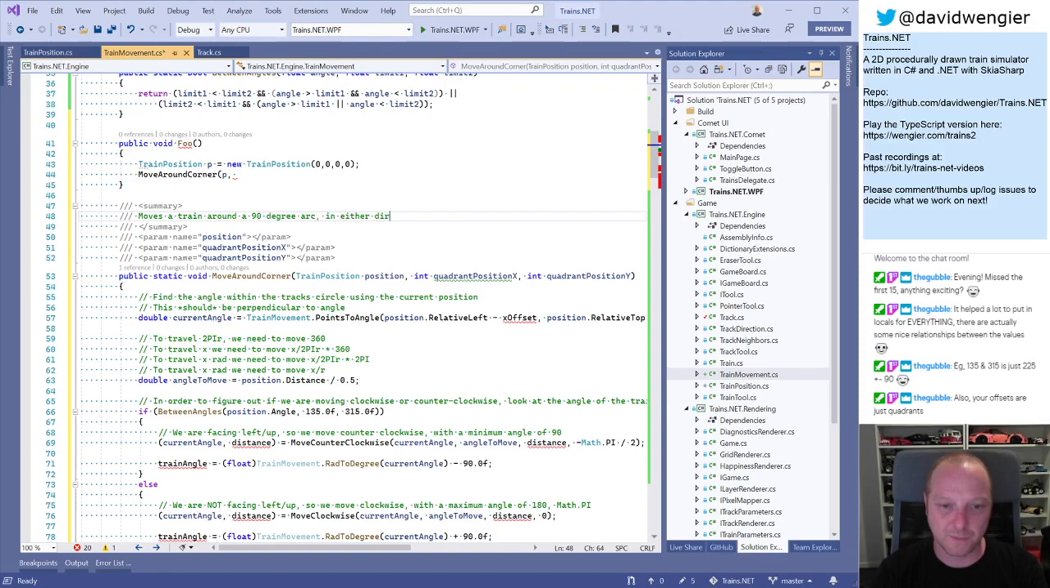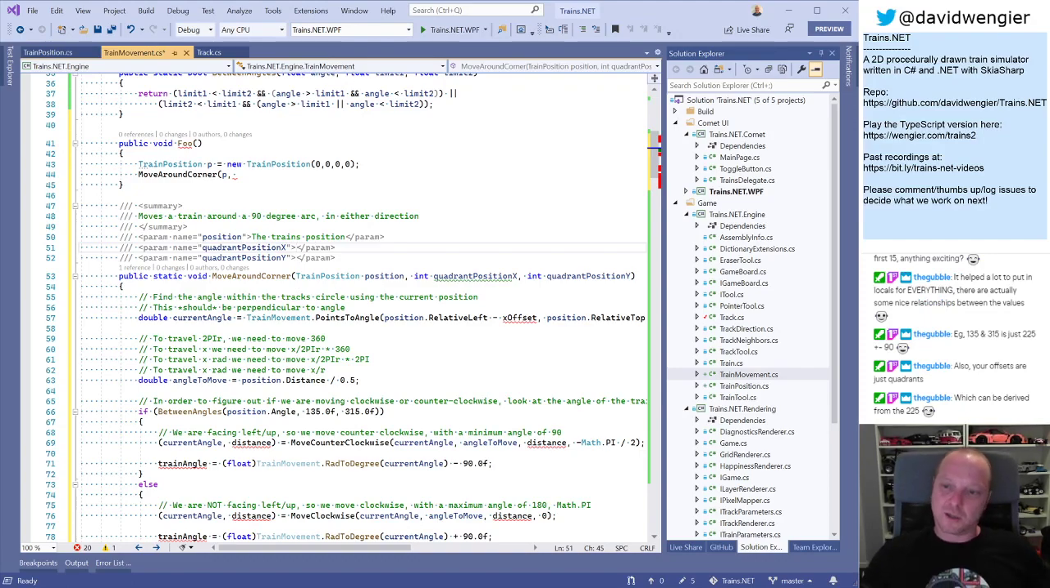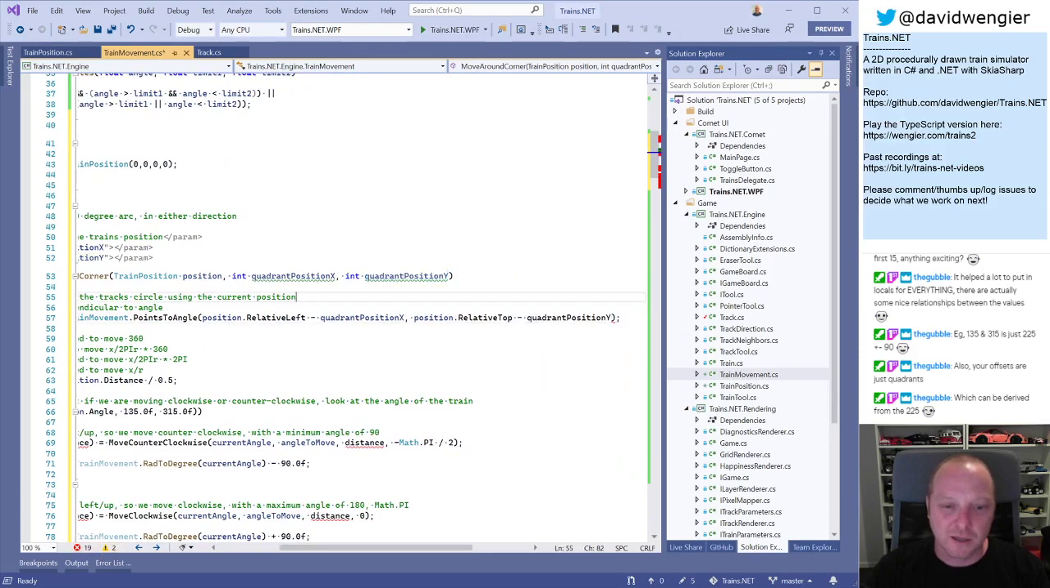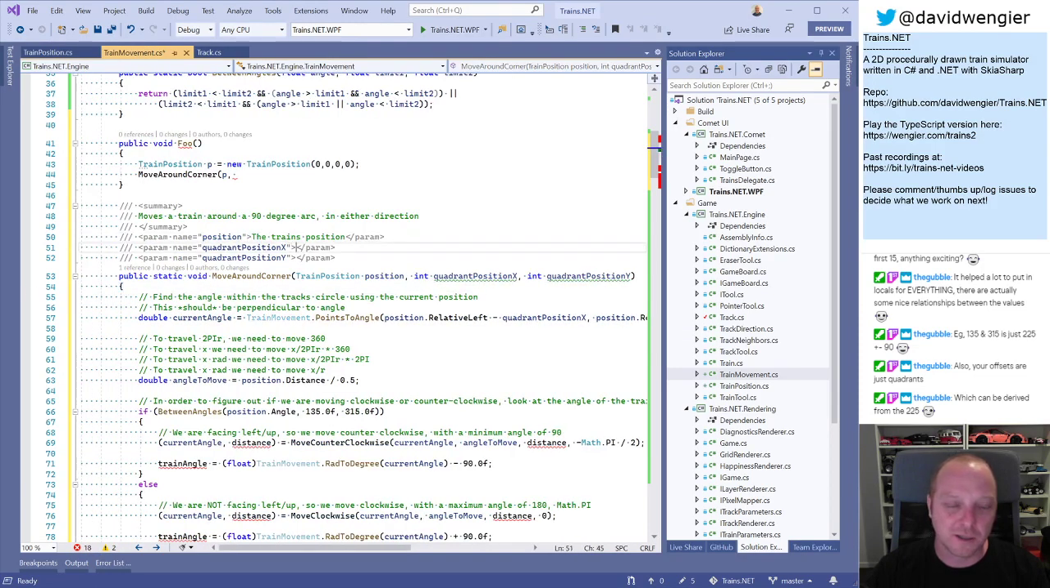So position is the train's position. Okay. Quadrant position. Quadrant position can be derived from the 225. Yeah, I guess it can. Oh, that's interesting. That's a good thing to do. Maybe let's do that later, because if I refactor too much in one go, I'm going to potentially break stuff.